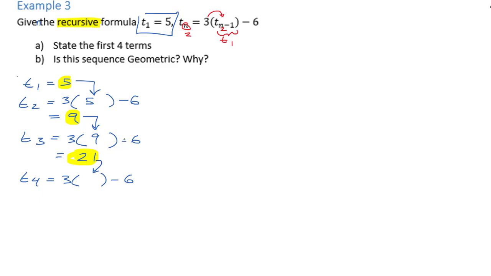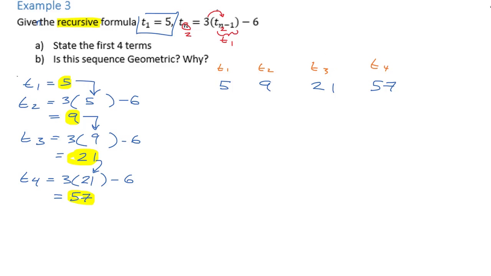All right, so last one. Term 4 is 3 times term 3, which was the previous one, which is 21. What's 3 times 21? 63. 63 minus 6 is 57. So there's your first 4 terms. Let's just write them out here: 5, 9, 21, 57. There's term 1, term 2, term 3, term 4.